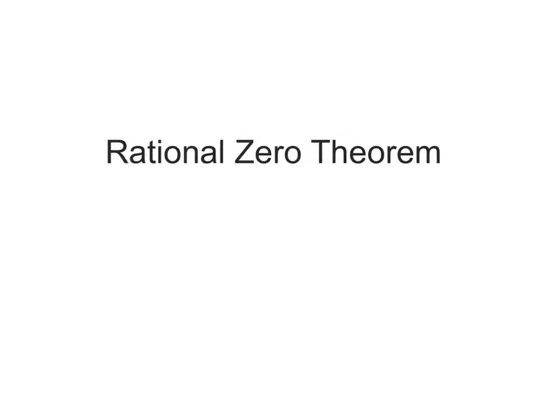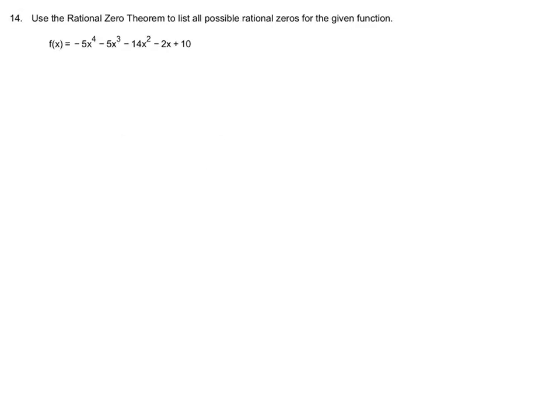Rational zero theorem. Use the rational zero theorem to list all possible rational zeros for the given function. In order to list all possible rational zeros, we're going to take the factors of the constant term, which is a positive 10, and the factors of the leading coefficient, which is a negative 5.